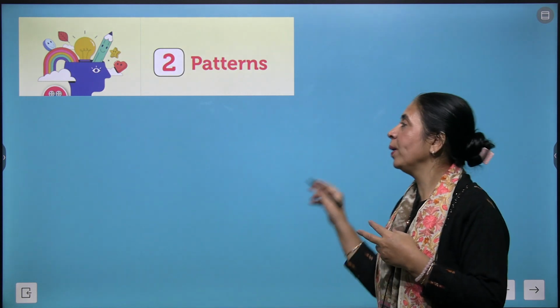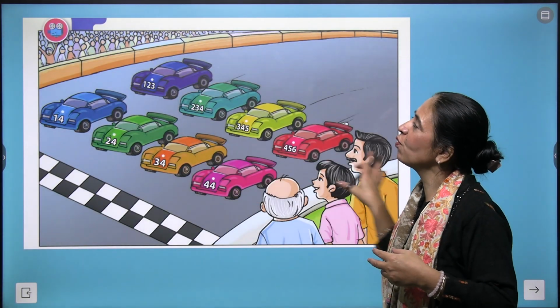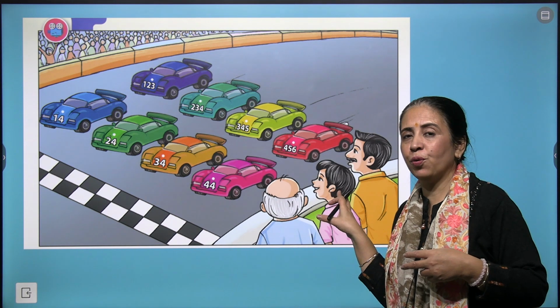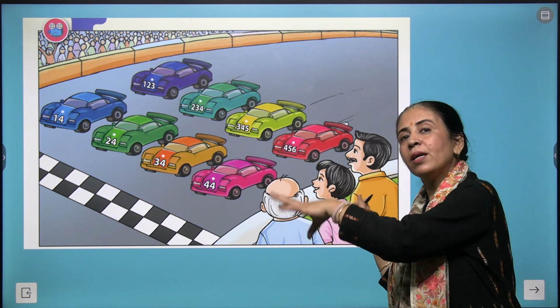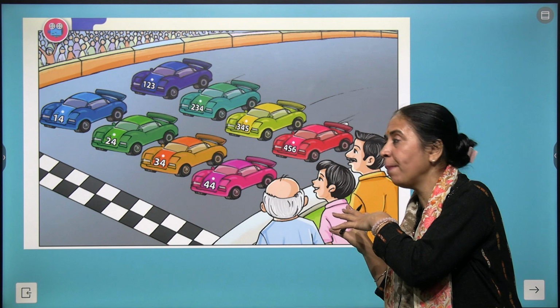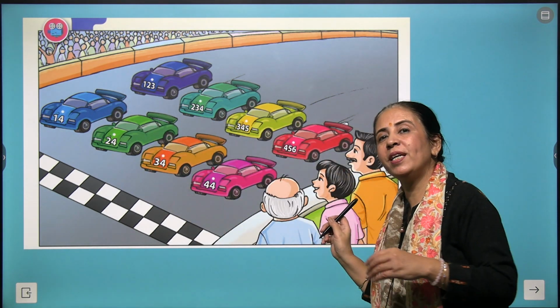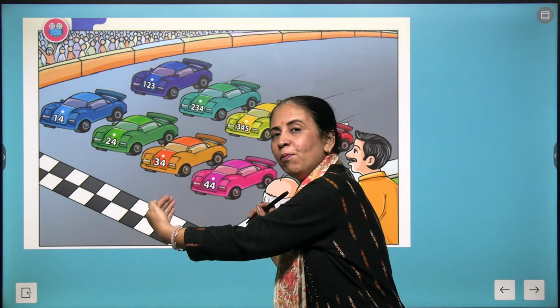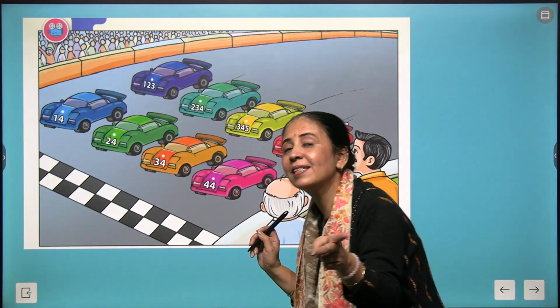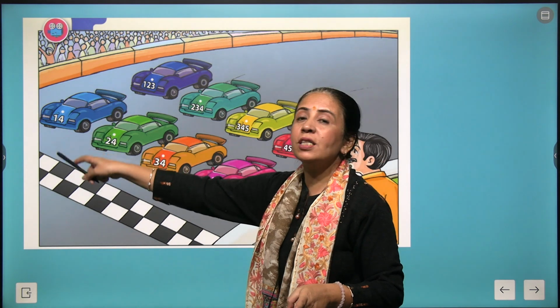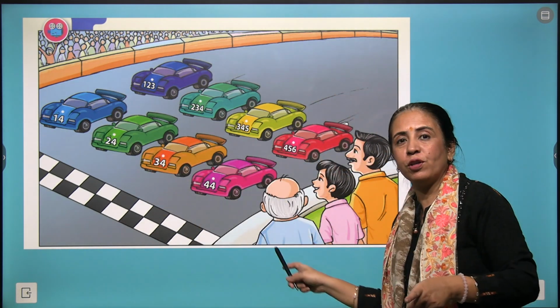And here we have a series of cars standing in front of you. You have to find that. Could you see some patterns of numbers here? That's amazing. In the first row, we see every time what is added? Yes, that's 10. So 14, 24, 34, 44.